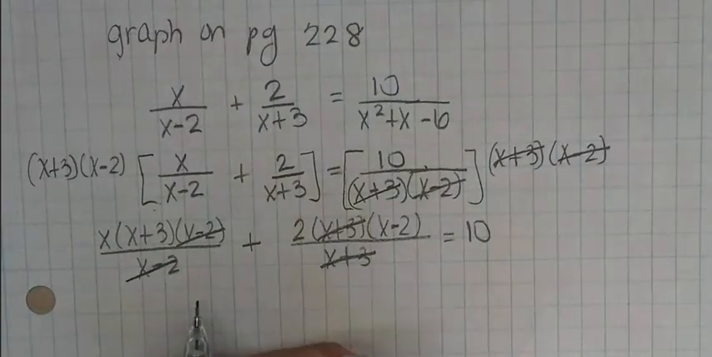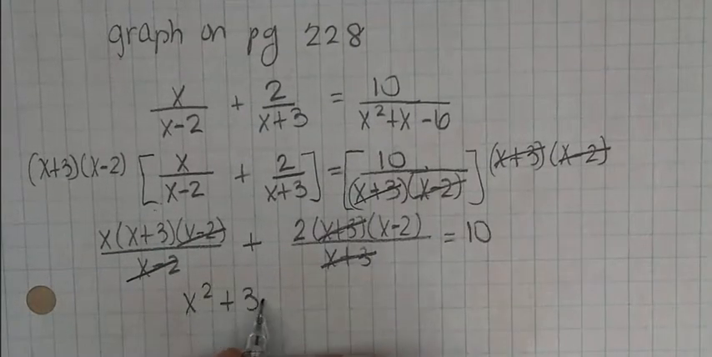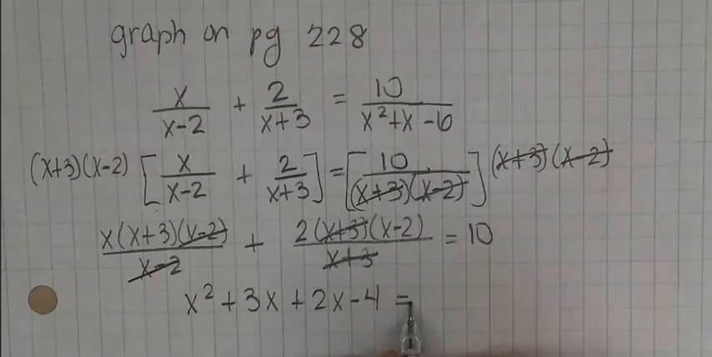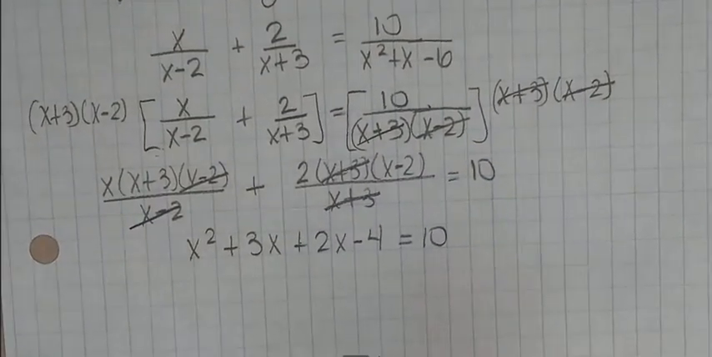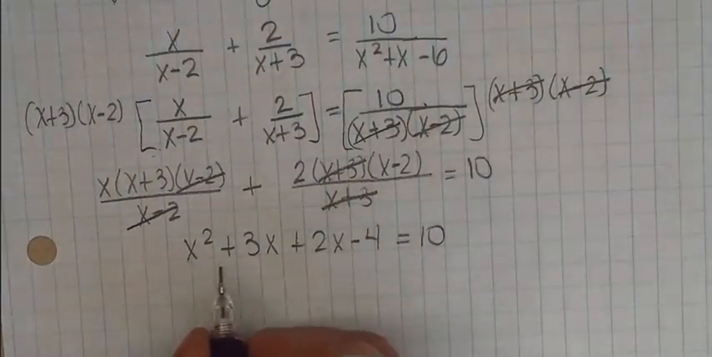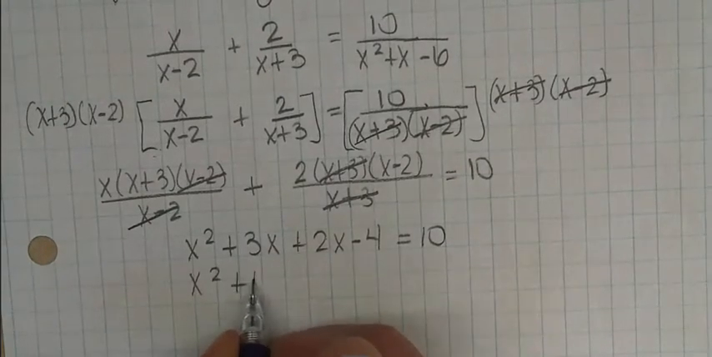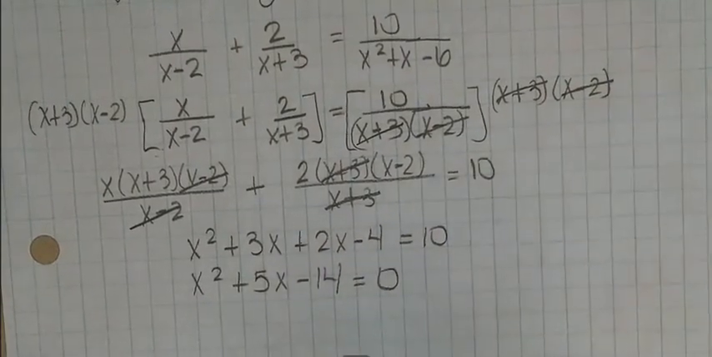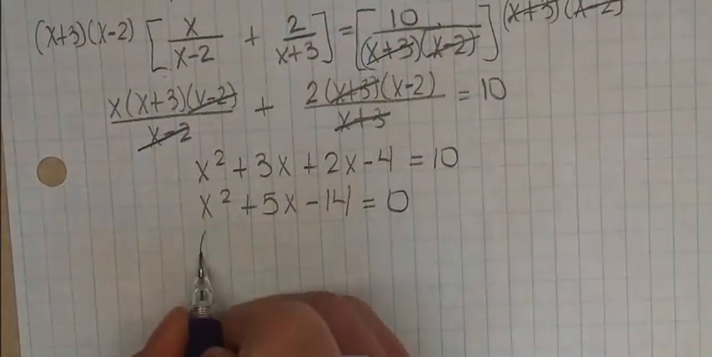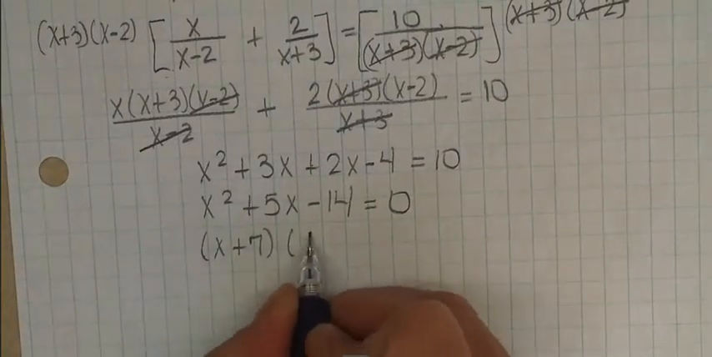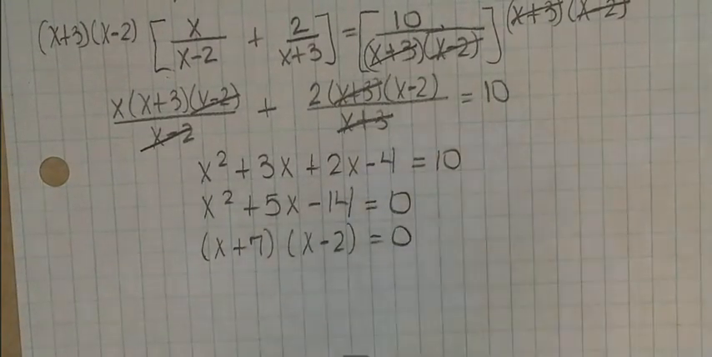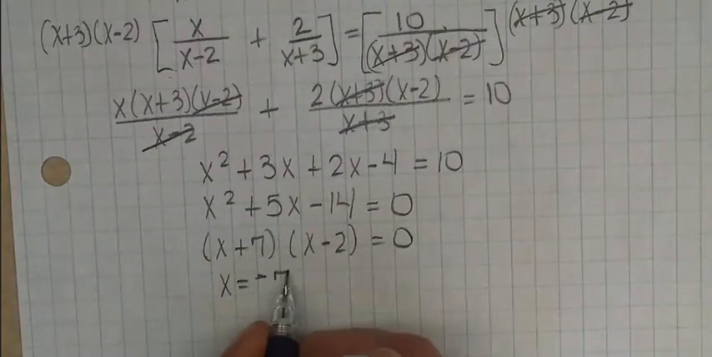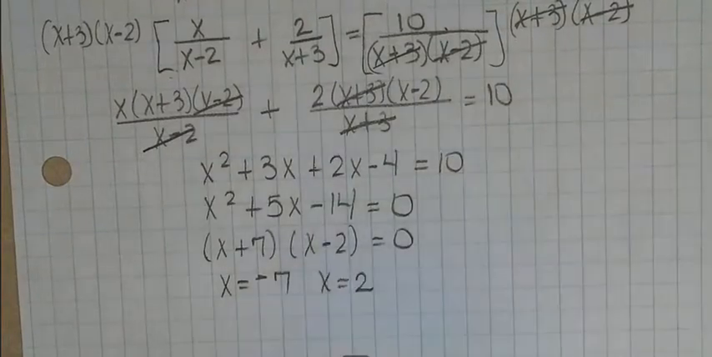All right, so what I get here now is an x squared plus 3x plus a 2x minus 4 equals 10. Okay, I'm going to put this all into standard form, so let's see. I get x squared plus 5x minus 14 equals 0. I think that's factorable, so I get an x plus 7 and an x minus 2. Set each of those equal to 0. I get x equals -7 and x equals 2.